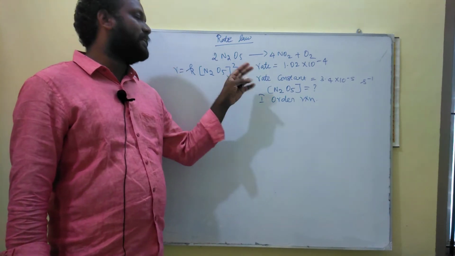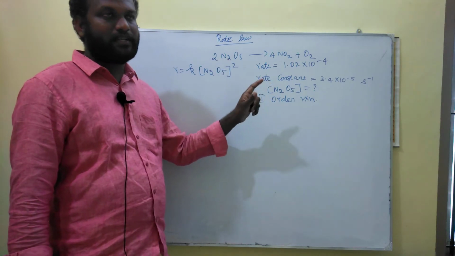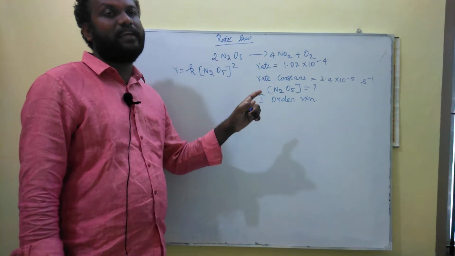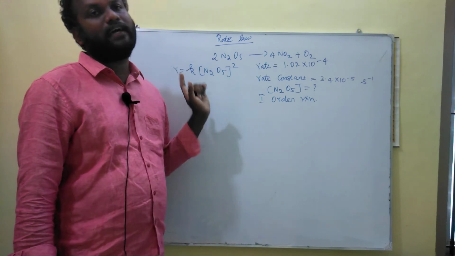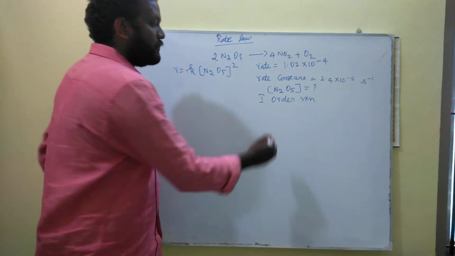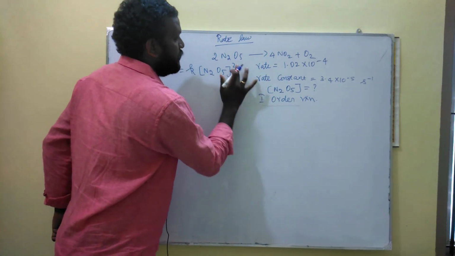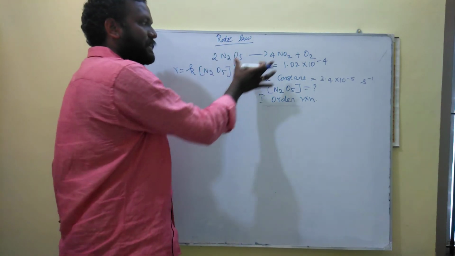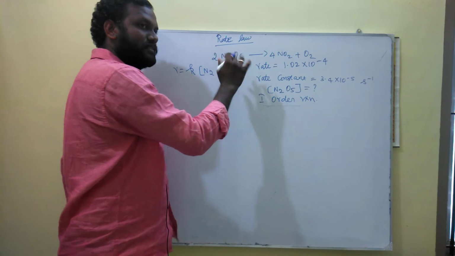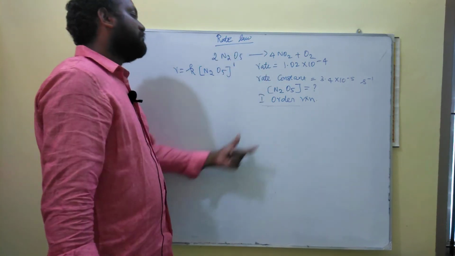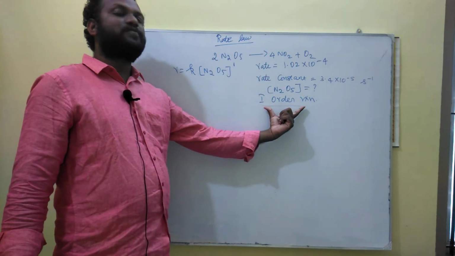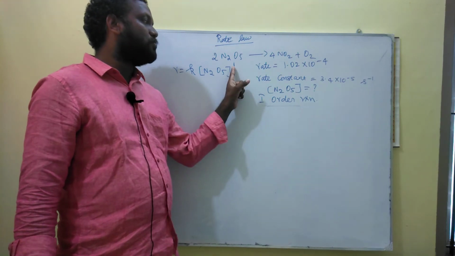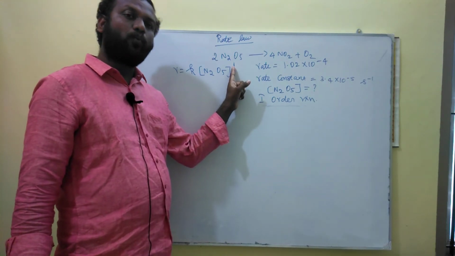The order is nothing but the sum of the powers of the concentration terms raised in the rate law expression. They are given that it is a first order reaction, so the power should be 1, not 2. Based on the chemical reaction you can write 2, which is theoretically okay, but since it follows first order, we have to put N2O5 power 1.